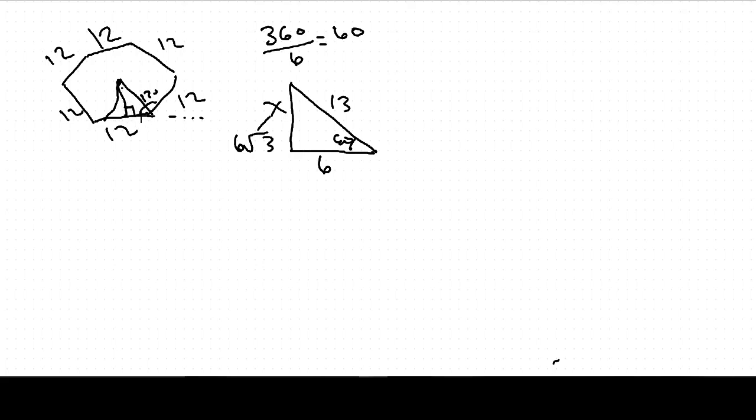How many of those triangles do I actually have? 6. So in order to find the area of the whole thing, I just do 6 times, because that's 6 triangles, times height times base. 6 times 6 square root of 3 times 6, which would be 216 root 3.